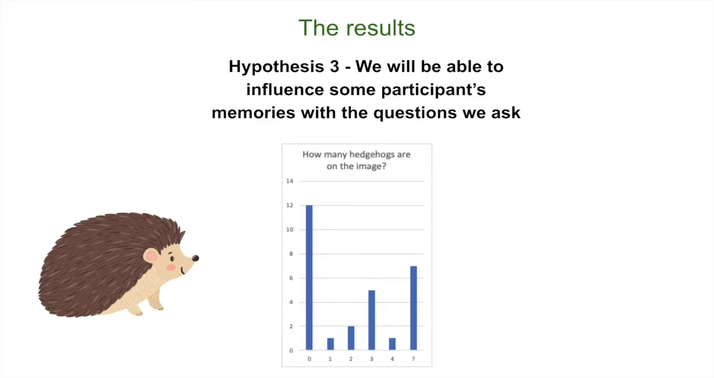It's clear that participants did not actually see any hedgehogs in the image, yet there was a significant number of people that claimed to have seen between 1 and 4 hedgehogs. Some obviously claimed that they didn't know whether they saw any. But it's clear that this demonstrates that because the question was asked, the students had changed their responses, they'd altered their memory or began to doubt what they saw, which is quite an interesting finding, I'd say.